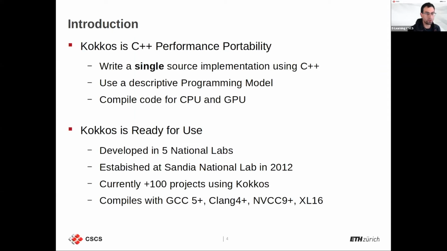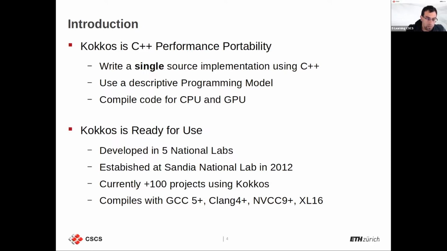So, motivation. Kokkos is a C++ performance portability library. The idea is that you write once, one single source, and then you use it on multiple architectures. With Kokkos, you use C++, and it's been designed in order to use a descriptive programming model. It's able to compile code for CPUs and GPUs for multiple architectures, from standard CPUs to GPUs like NVIDIA CUDA, but also nowadays legacy architectures like Knights Landing, BlueGene, and so on.